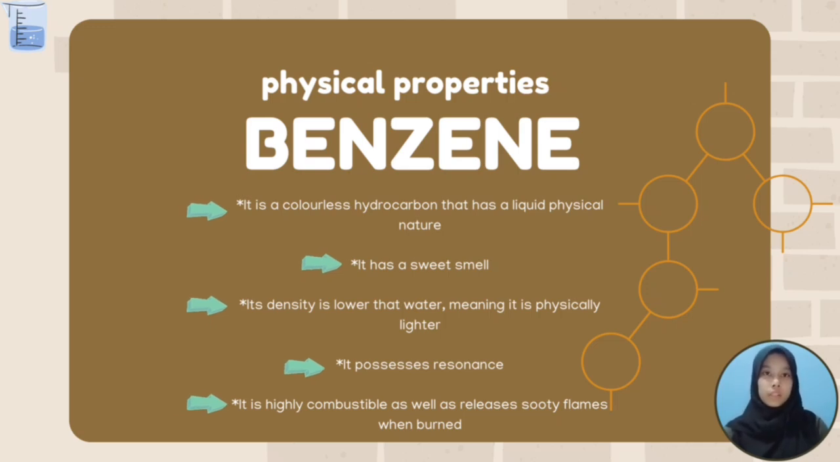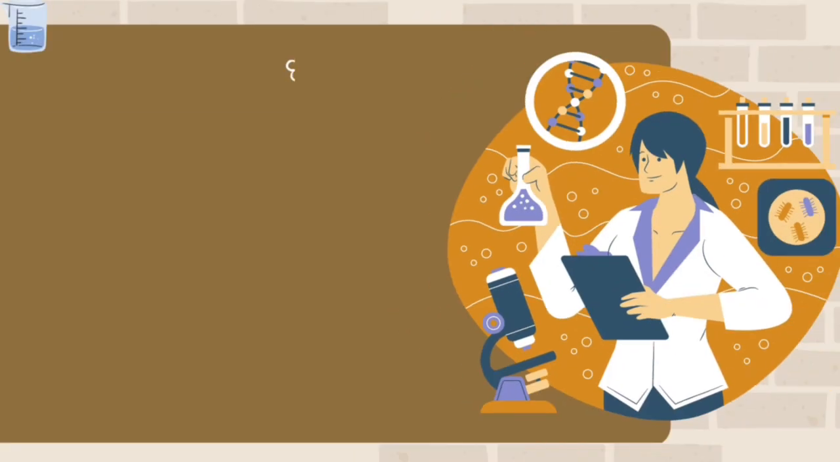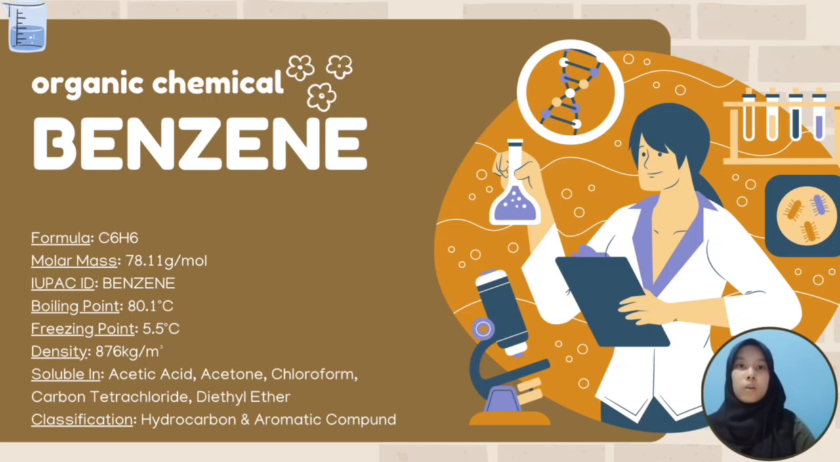Moving on with the organic chemical benzene. As we know, the formula for benzene is C6H6 and its molar mass is 78.11 grams per mole. IUPAC. Trivia time, what does IUPAC stand for? IUPAC is an acronym for International Union of Pure and Applied Chemistry. It is the recognized authority for chemical standards. The IUPAC ID for C6H6 is benzene.